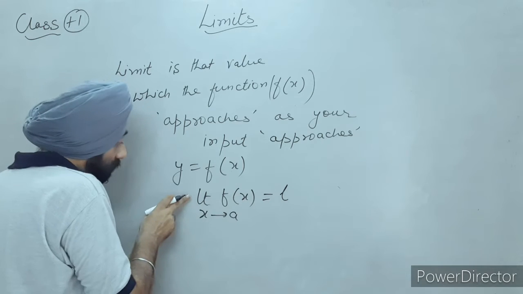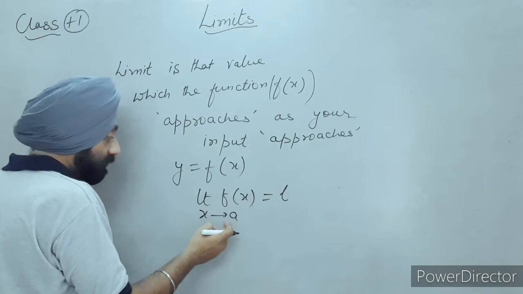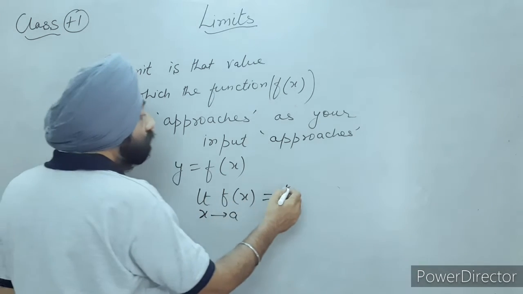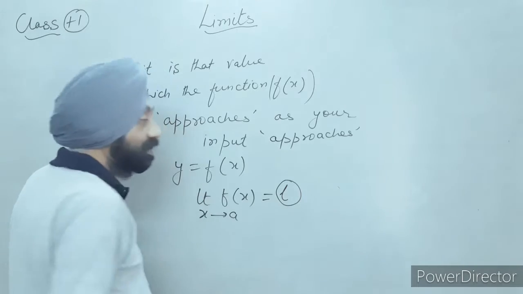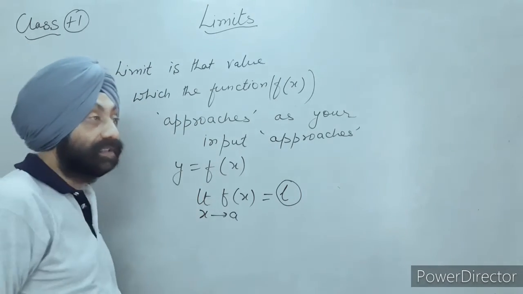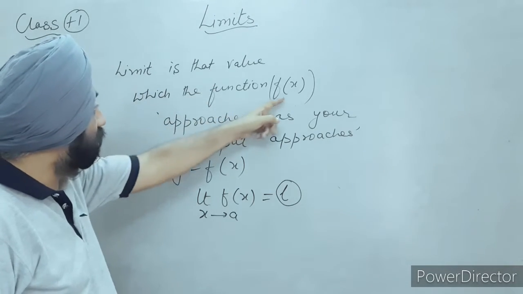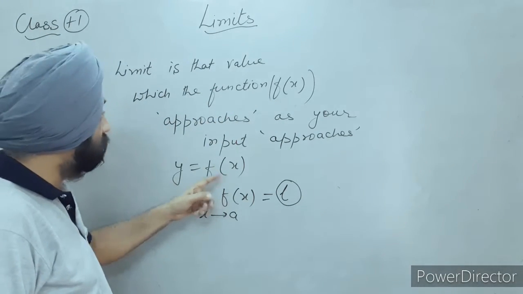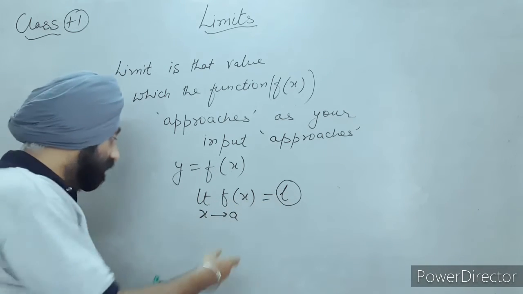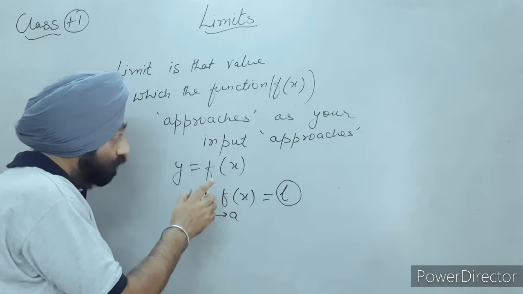that is a real number. Limit of the function: I give the input as a, x approaches a, my function approaches some definite number, that is L. This is the mathematical definition of a limit. Limit is that value which the function f(x) approaches, a number L, as my input approaches some value, that is x approaches a.